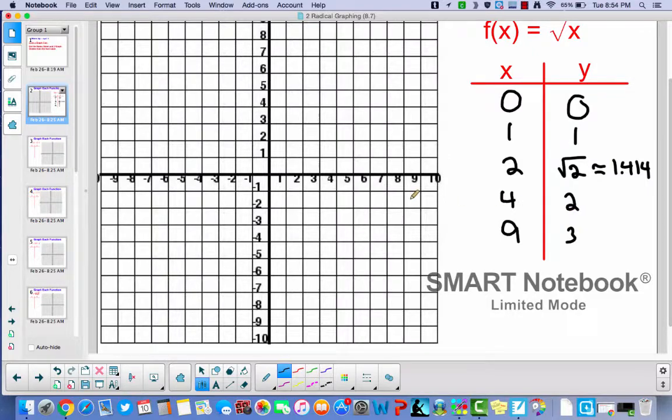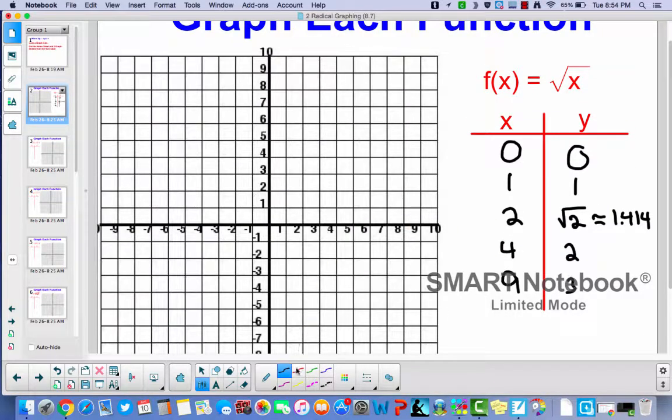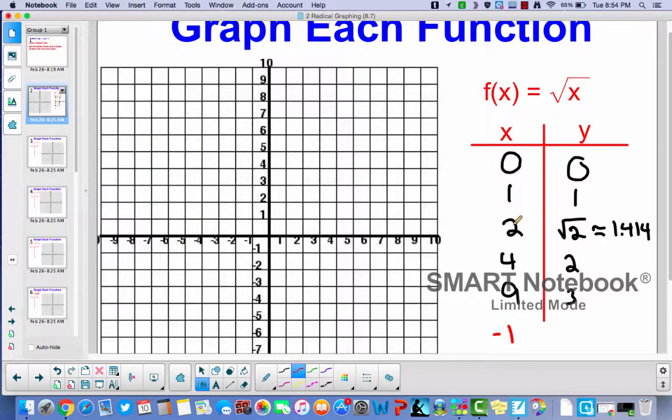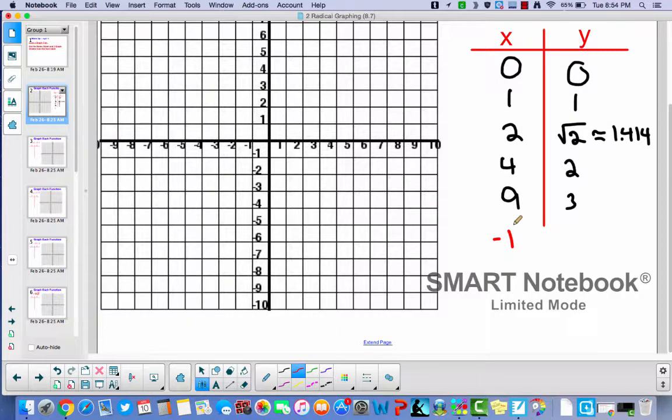Now we're going to look at the graph. Before we did that actually, how come I didn't put -1 in here? Right, because when we take the square root of a negative number, we can't do that. It does not exist. So we can't do the square root of a negative.